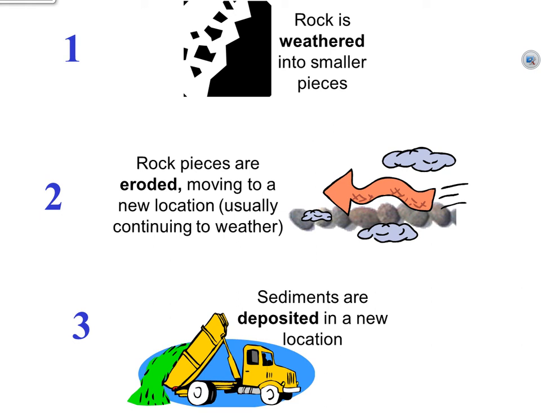First, rock is weathered into smaller pieces. Then those pieces are eroded, moving to a new location. And then finally the sediments are deposited somewhere else. This is going to discuss the first step, weathering.